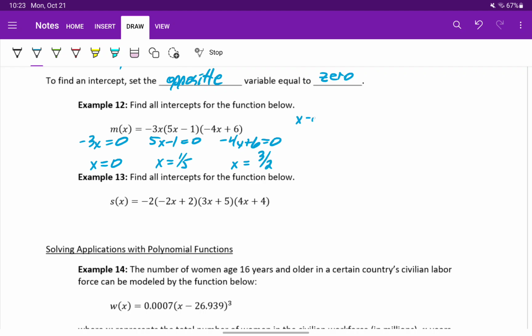That means our x-intercepts will be (0, 0), (1/5, 0), and (3/2, 0). I can write that a little more clearly. 3 over 2.